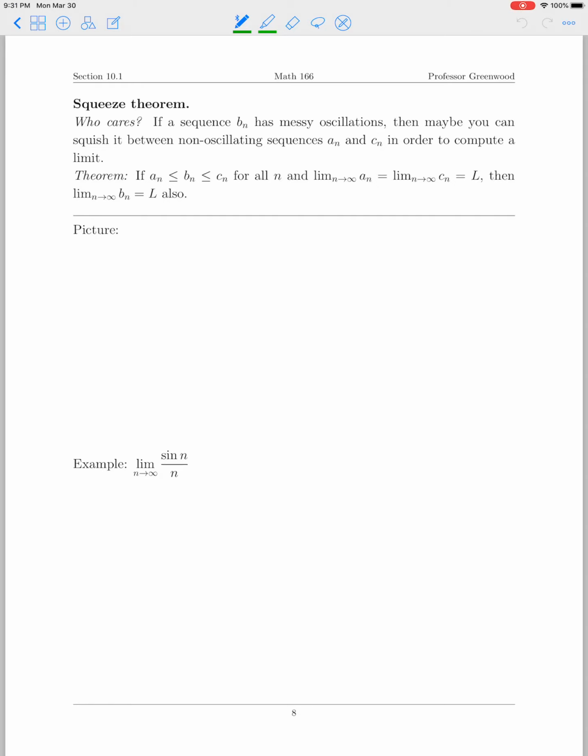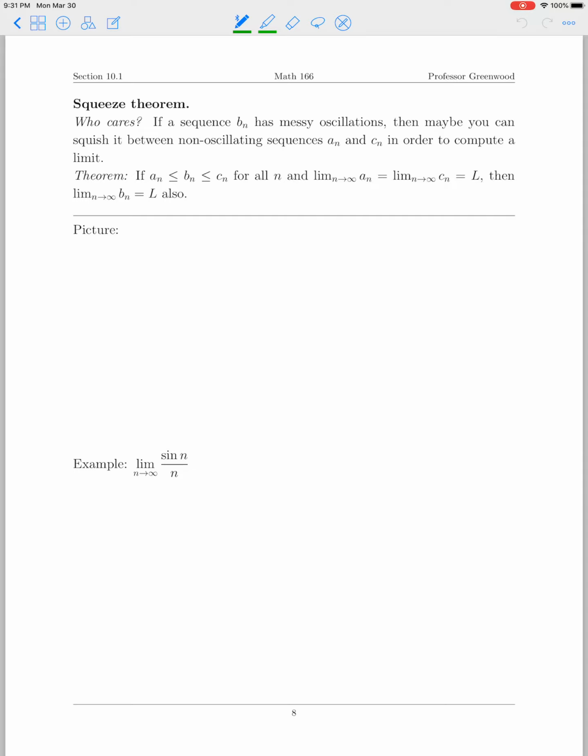Let's look at another tool to evaluate the limits of some sequences. This is often called the squeeze theorem, but sometimes it's also called the sandwich theorem. It's really the same thing. I want to start by telling you a bit of intuition for this, and then we'll look at the formal statement of the theorem, and then we'll look at some examples.